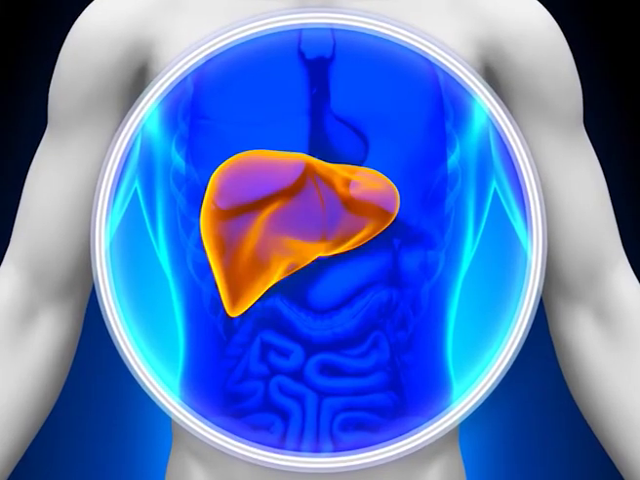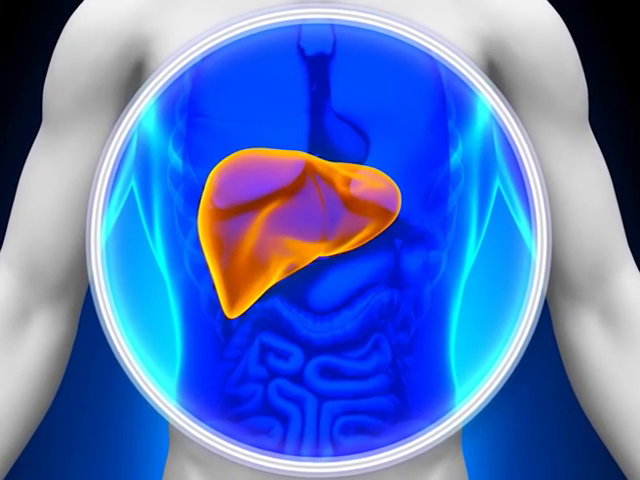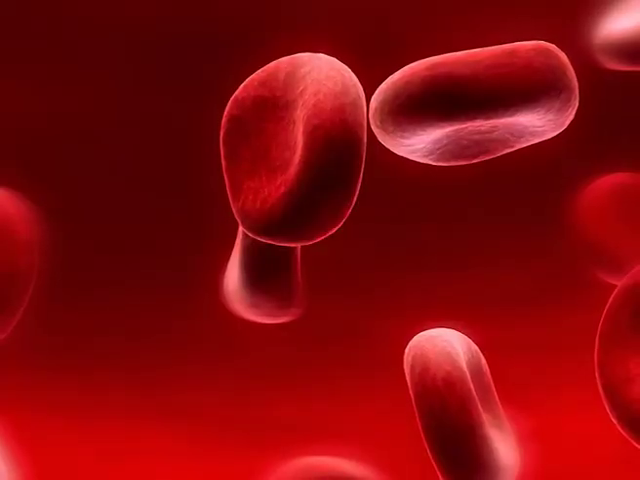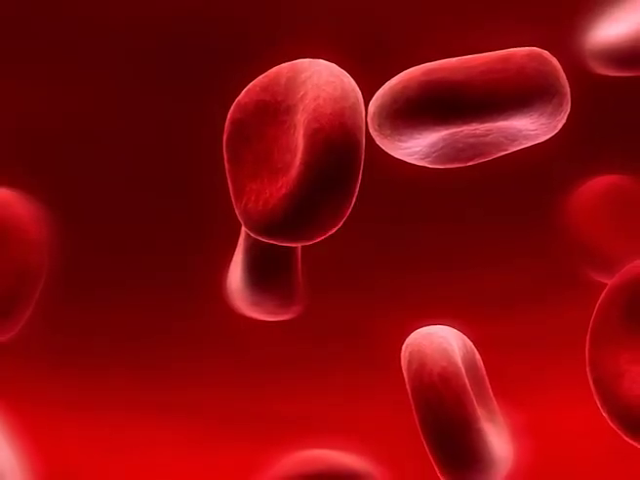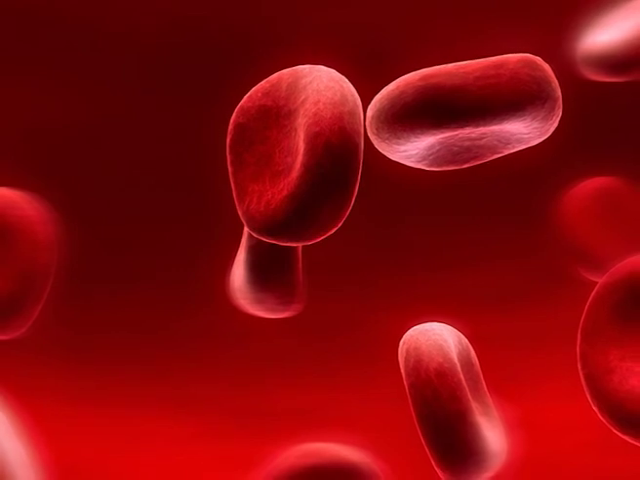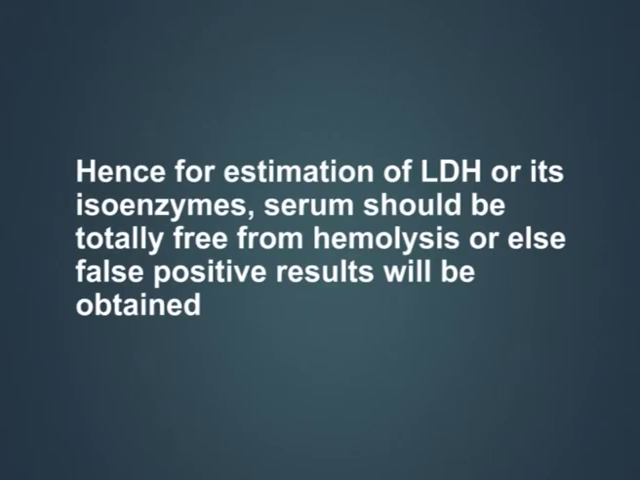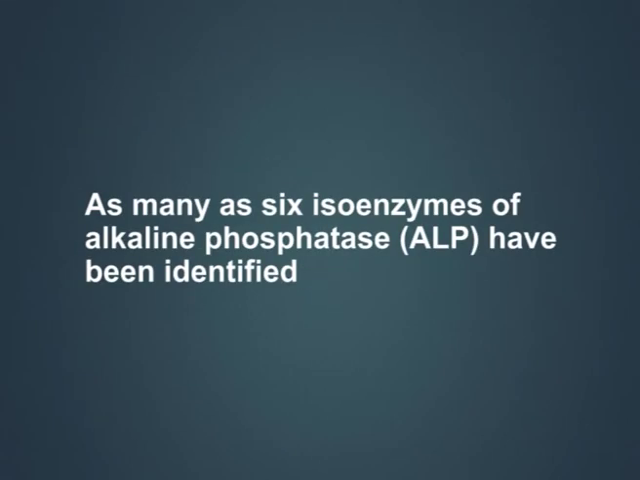The increase in activity in serum is an indicator of liver disease, and isoenzyme activity in RBC is 80 to 100 times more than that in the serum. Hence, for estimation of LDH or its isoenzymes, the serum should be totally free from hemolysis, or else false positive results will be obtained. As many as 6 isoenzymes of alkaline phosphatase have been identified. This is all about isoenzymes and their diagnostic applications.